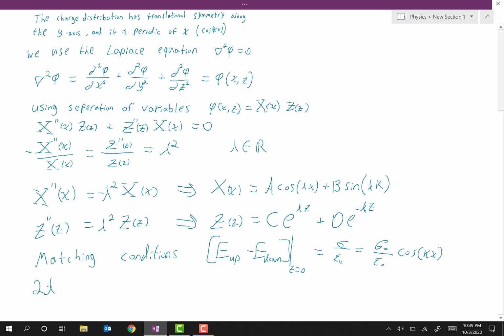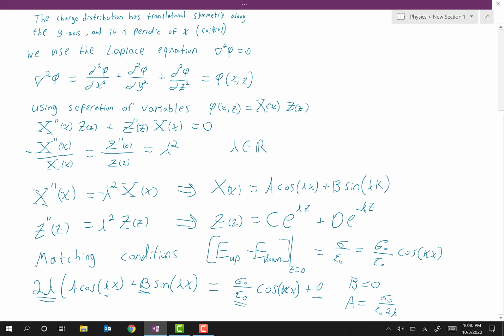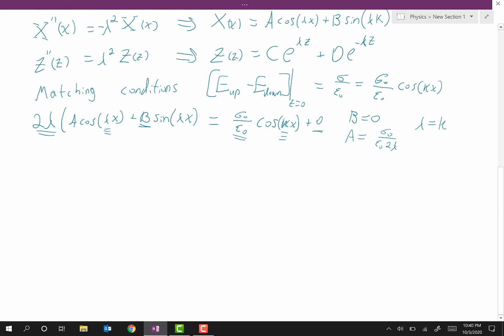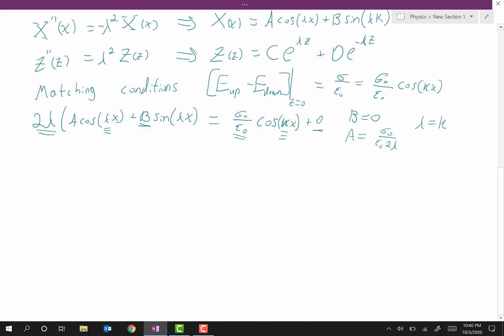Because the electric field is nothing but the negative gradient of the potential, by writing down the solution to those matching conditions, we can equate the coefficients on the left and the right hand side of the equation to find out that b, the sine coefficient, is equal to 0, and a, the coefficient of the cosine, is going to be equal to sigma naught over 2 epsilon naught lambda. And we know that k and lambda have to be equal. Notice that because the Laplace equation has uniqueness, any solution that we find has to be the correct one. So all we have to do is find a solution.